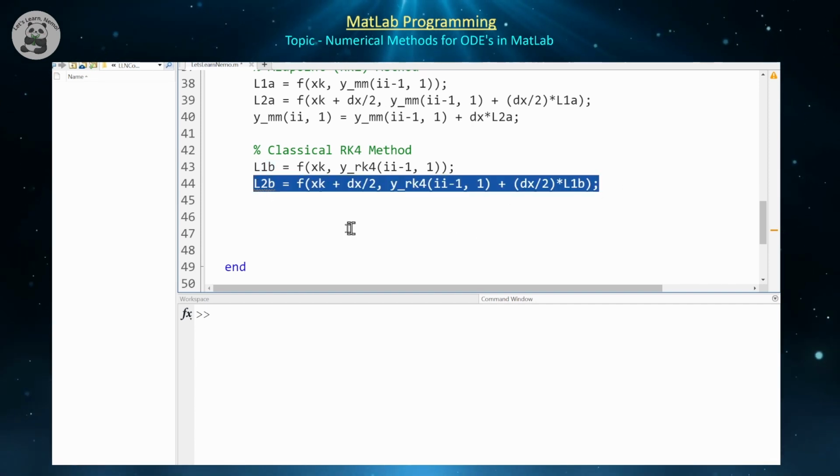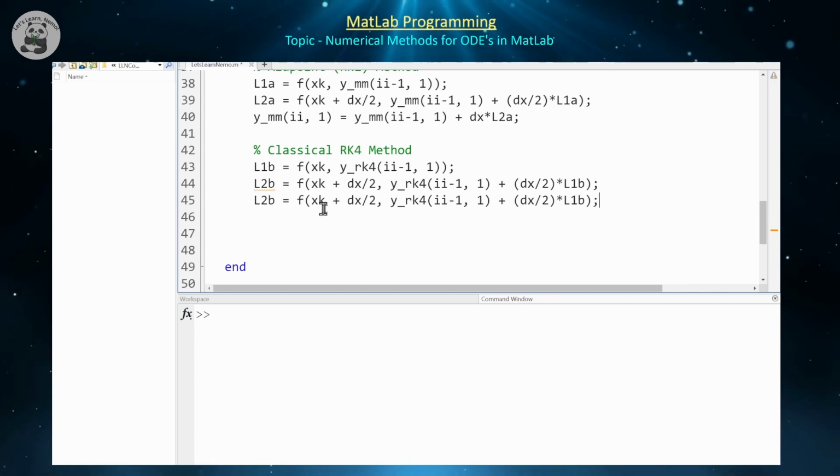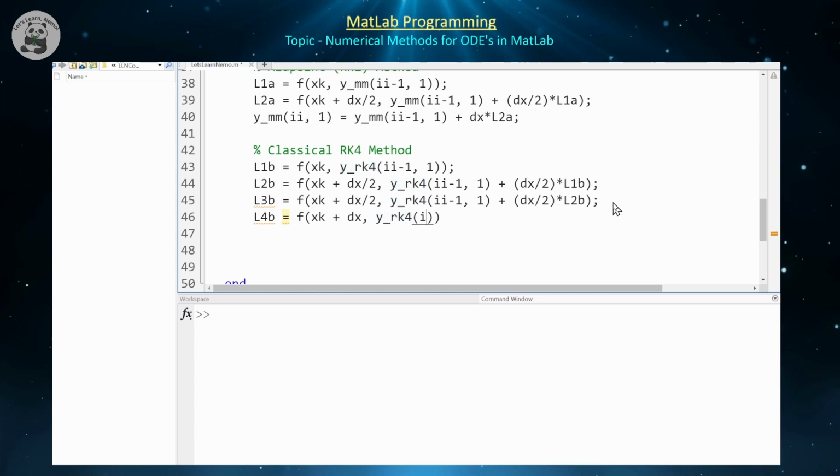L3b is going to be the same as L2b, i.e. in some sense it's nested in itself, but it's referencing a different point in that sequence. Okay, so that's going to give us our L3b, and then our L4b is going to be equal to f of xk. Now keep in mind the L4 does not have any over 2's, so it's just going to be xk plus dx, and then comma y_RK4(i-1, 1), and then plus dx times L3b.